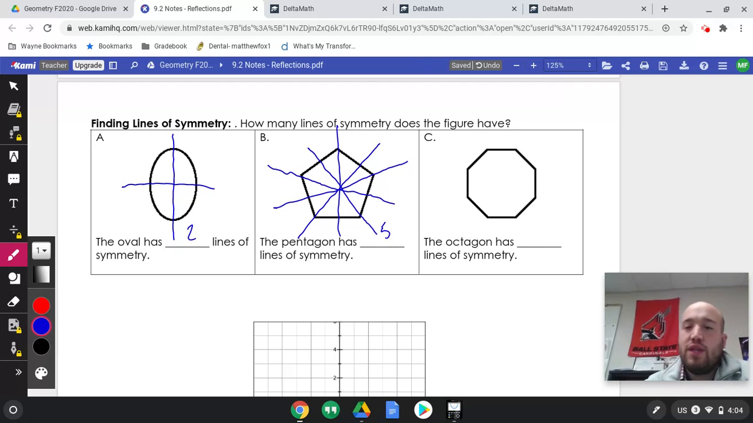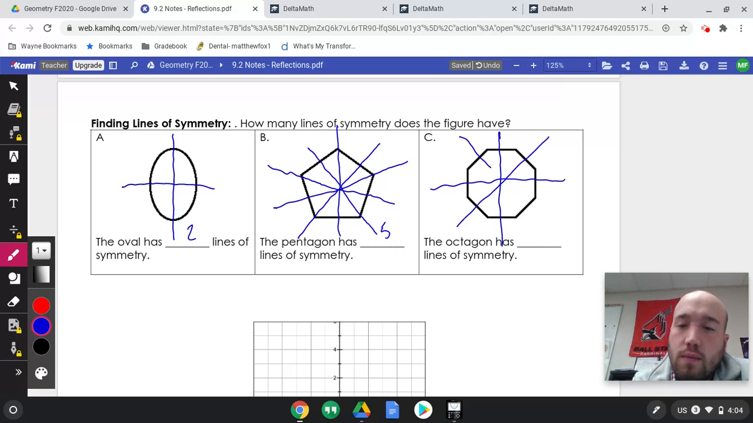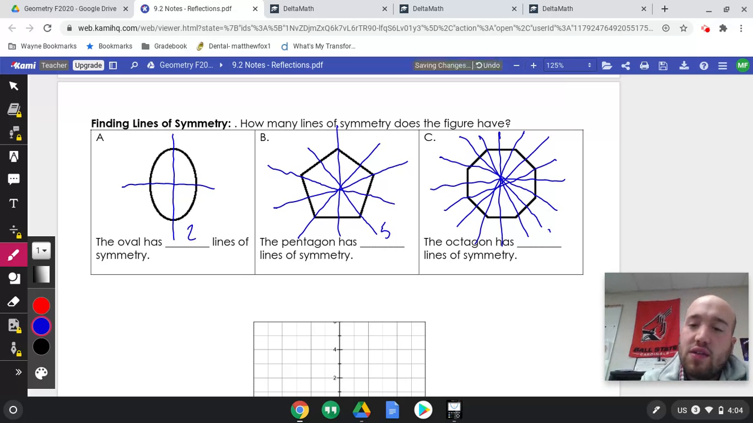And with our final one, the octagon here, we have 1 right there, 2, 3, 4. We also could go through each of these points. So 1, 2, 3, 4. Now that's 8 total. And obviously, I did not draw them perfectly. They all should have gone right through the center. That's human error, but hopefully you get the idea.